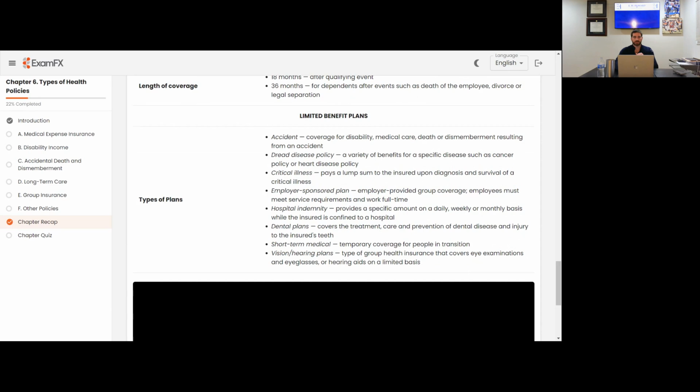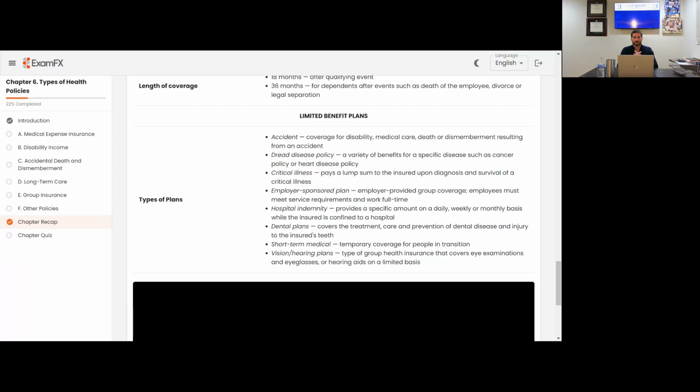Limited benefit plans. The different types of limited benefit plans. Accident: coverage for disability, medical care, death and dismemberment resulting from an accident. It kind of goes back and forth and overlaps with that accident type of care. So just understand that accident is coverage for disability, medical care, death, and dismemberment from an accident.